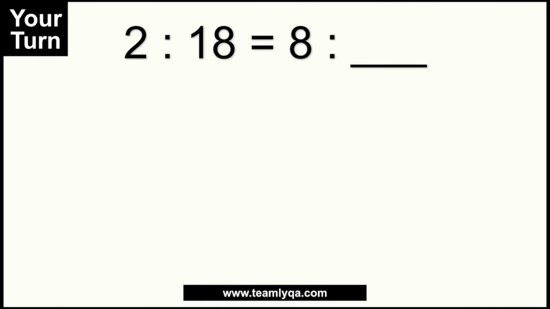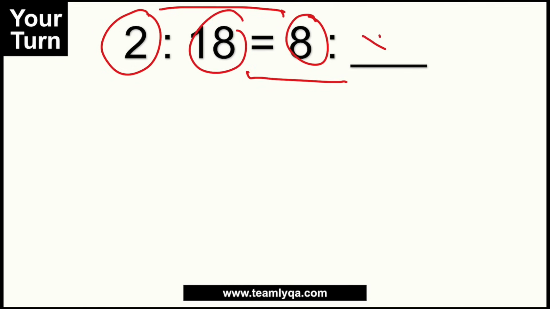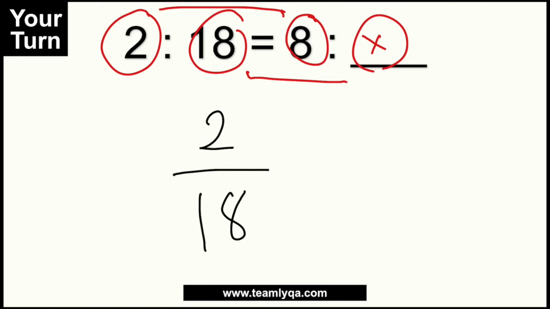Alright, let's see how you did, okay? So again, the concept ng ratio rotation is tapat dapat. So yung 2, katapat niya ay 8. Yung 18, katapat niya is yung missing na number, so that would be x. So if I'm going to write my fraction, it's going to be 2 over 18. At yung 2, ang katapat niya ay 8, yung 18 katapat niya ay x.